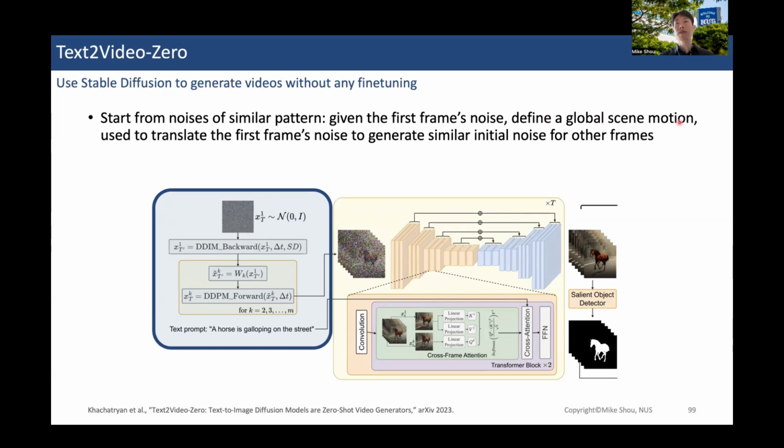They define a global scene motion. For example, for this horse, maybe they can define a global motion like just move to the left. So even at the noise level, they just move the noise a little bit to the left every time, and by this kind of translation, we add some motion into the noise, but the noise still shares very similar patterns.